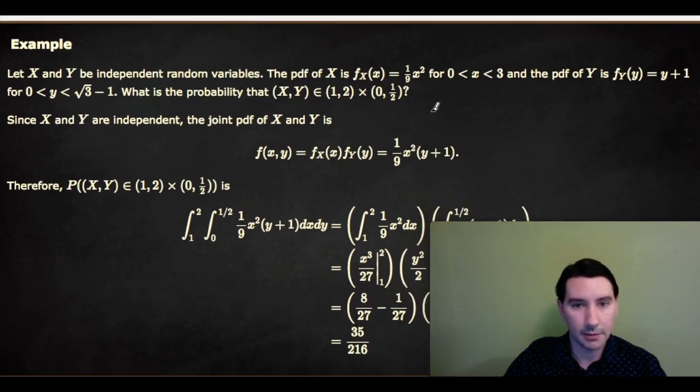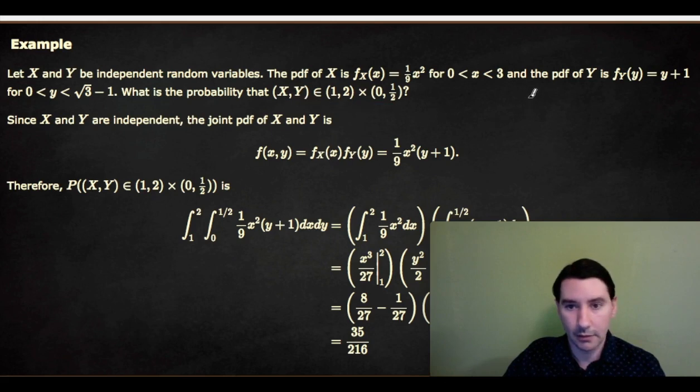Let x and y be independent random variables where the PDF of x is f of x equals 1/9 x squared for 0 less than x less than 3, and y has PDF f of y equals y plus 1 for 0 less than y less than square root 3 plus 1. What is the probability that the point xy is in 1, 2 cross 0, 1/2?